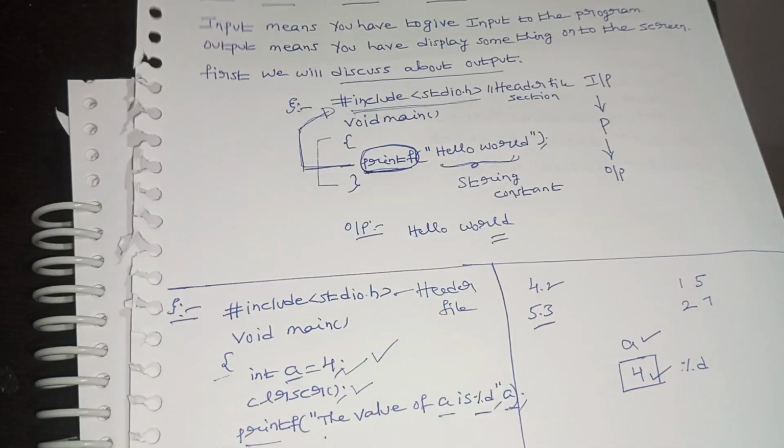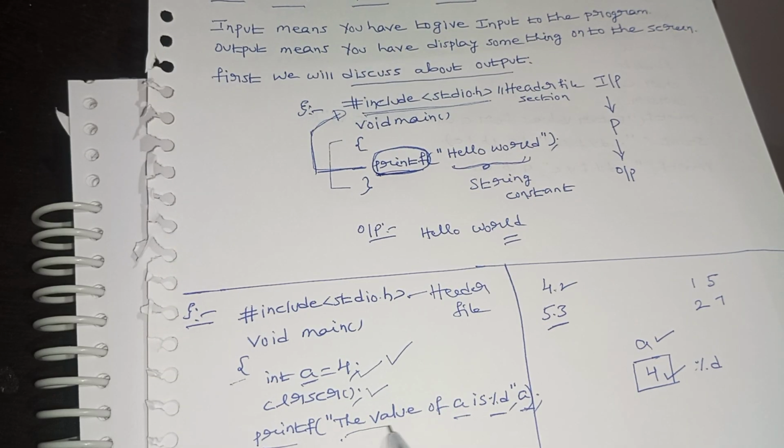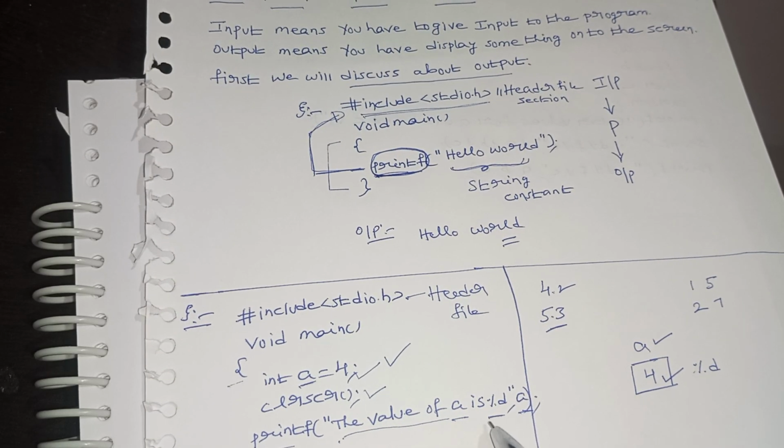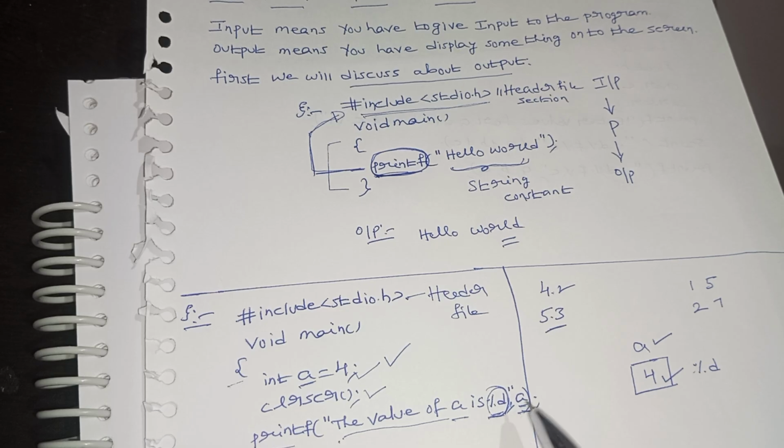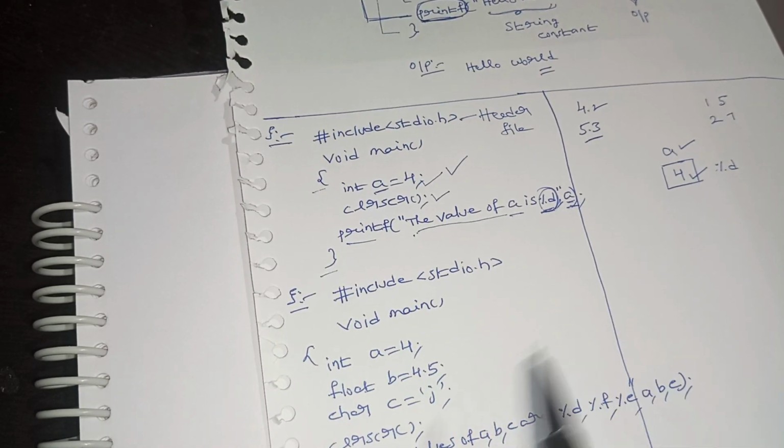So that is the purpose of the value of a is percentage d. This you have to mention. Then comma a. It means I want to print the decimal value in the variable a. You have to tell this to printf. That is the purpose. So that is how to print the integer value onto the screen. Now take one more example here.